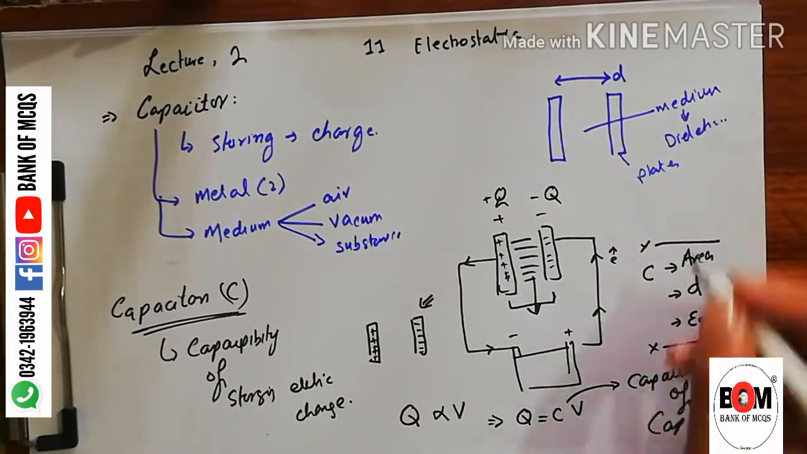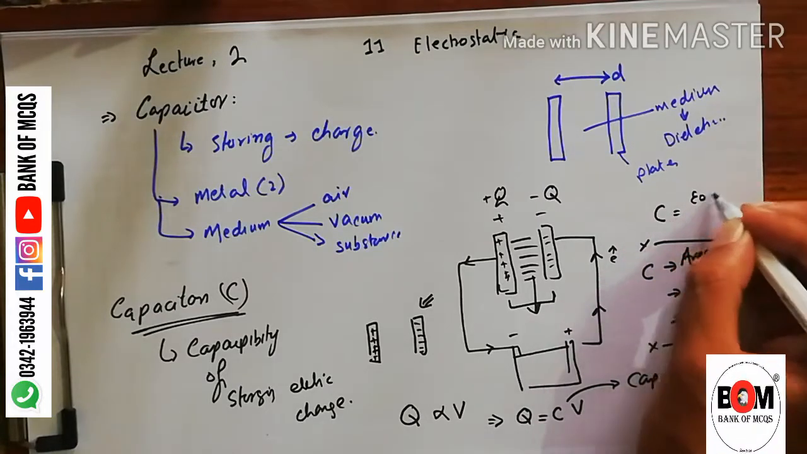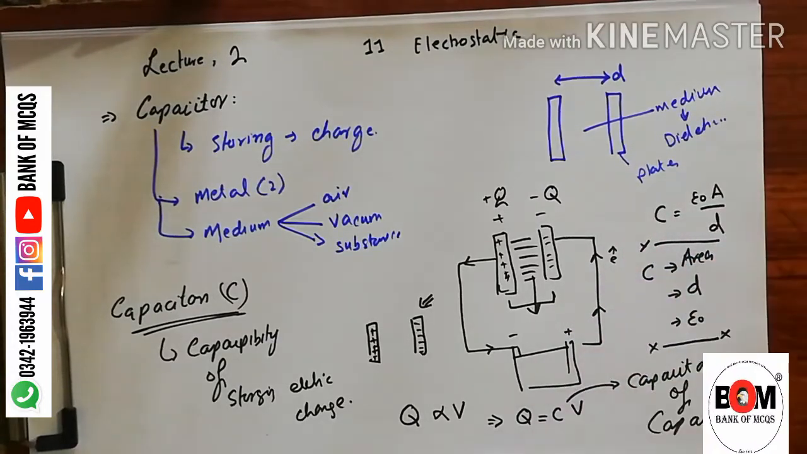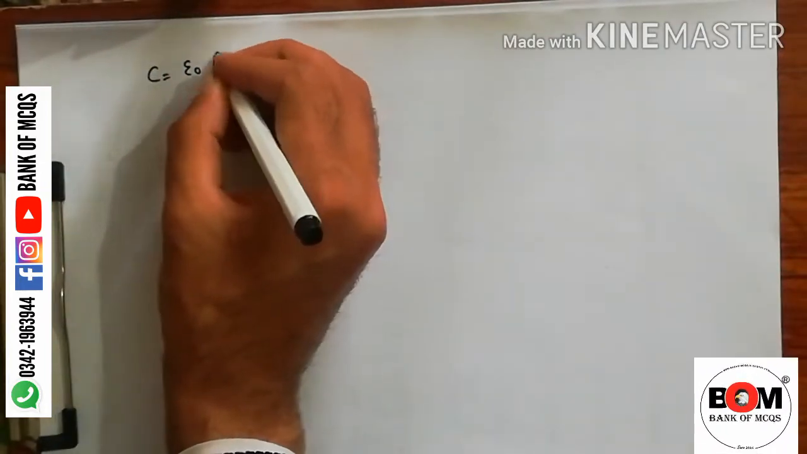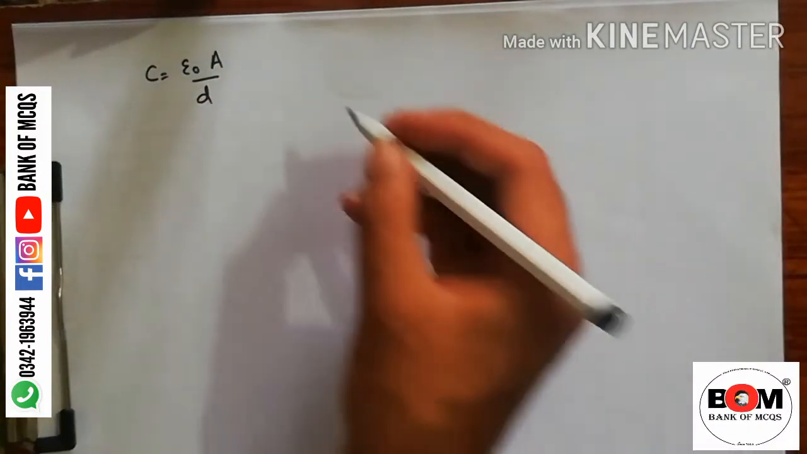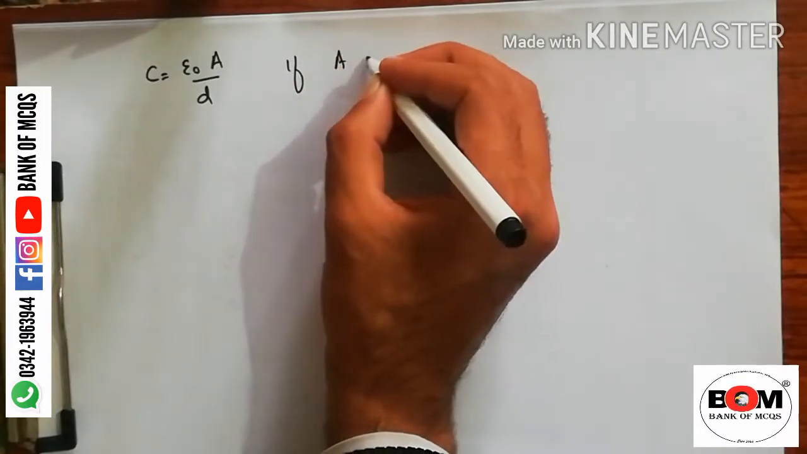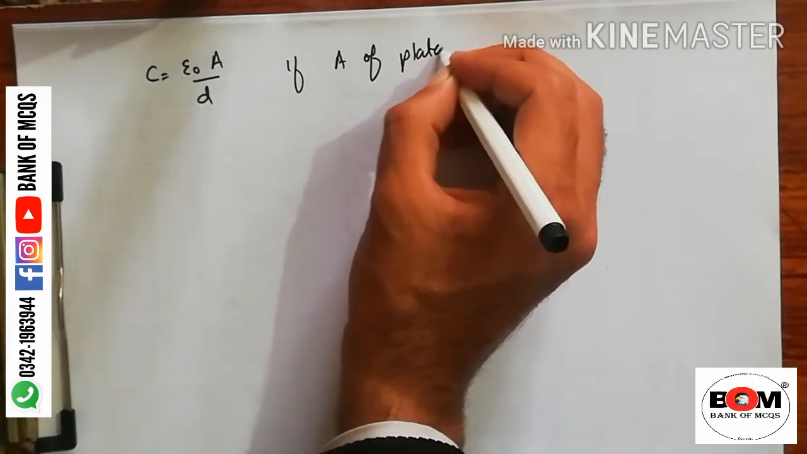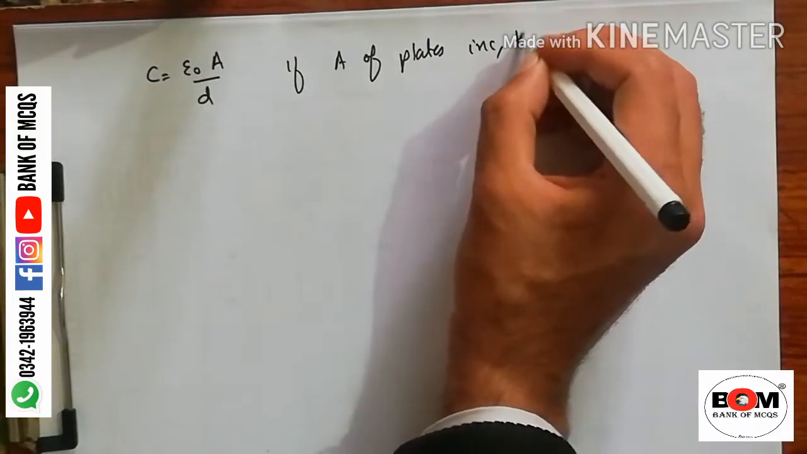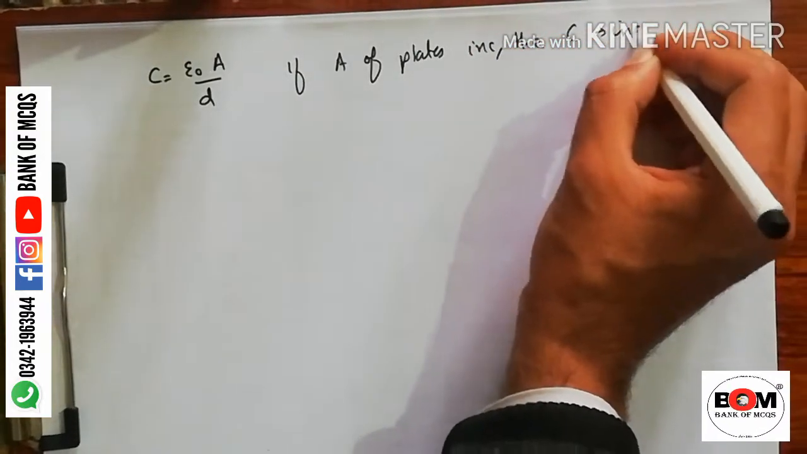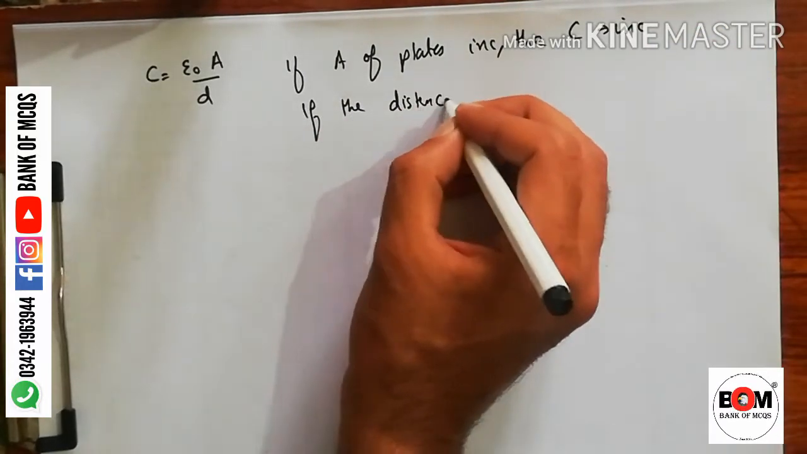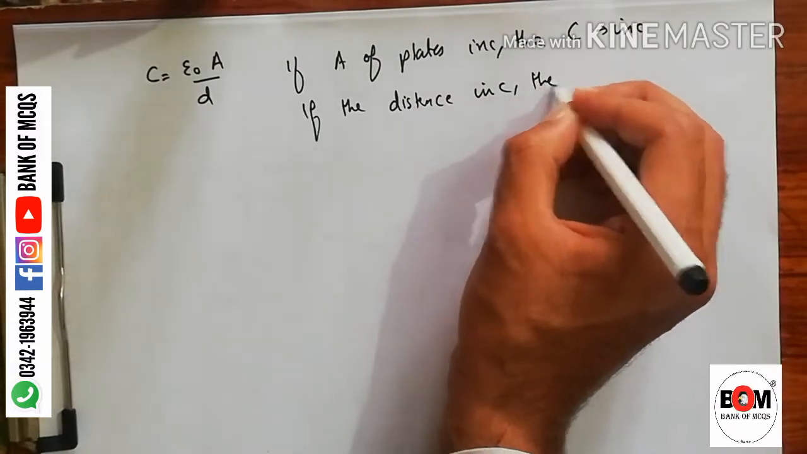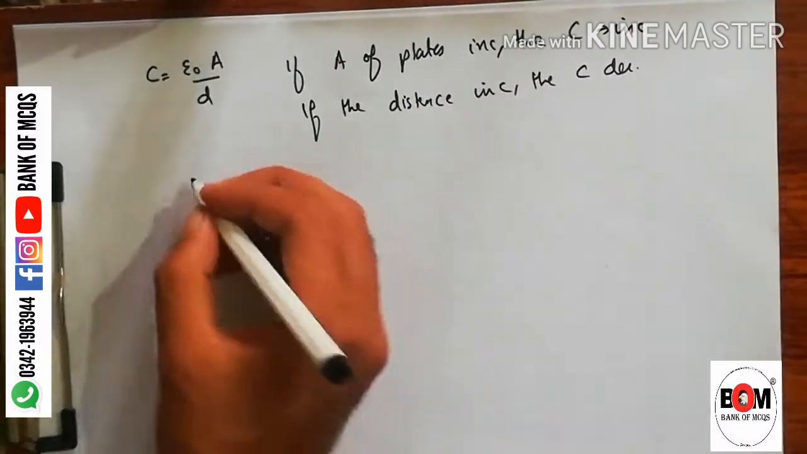Now there is a formula. We know that C is equal to epsilon naught A by d. Now further, what will happen? C is equal to epsilon naught A by d. If the area of the plates increases, the capacitance will also increase. And if the distance increases, the capacitance decreases.